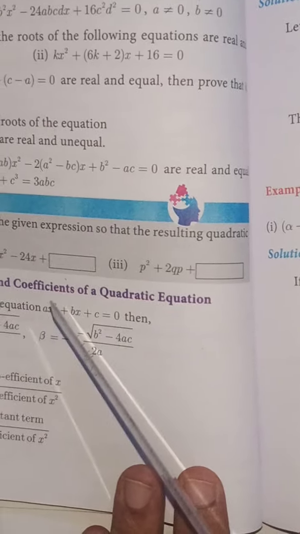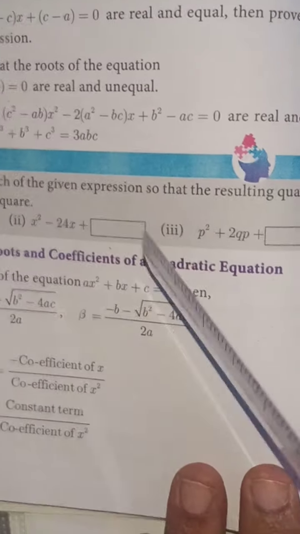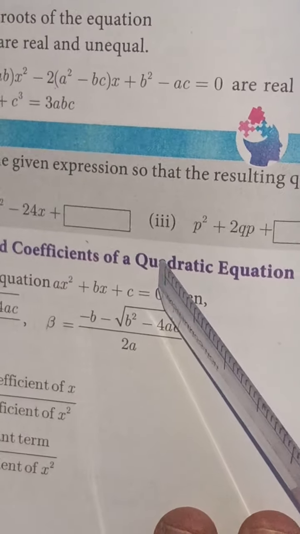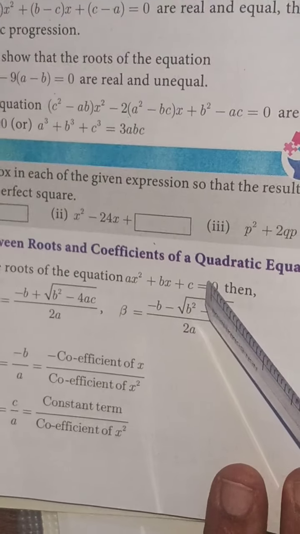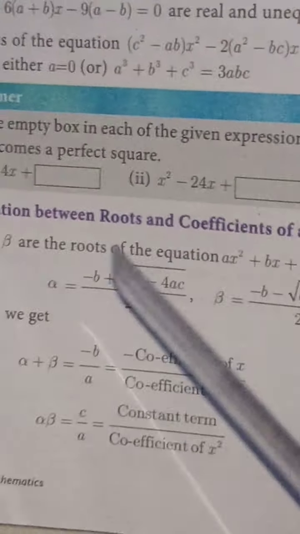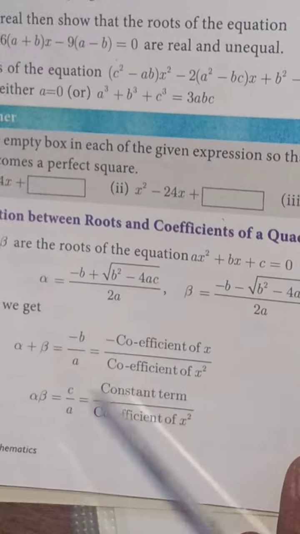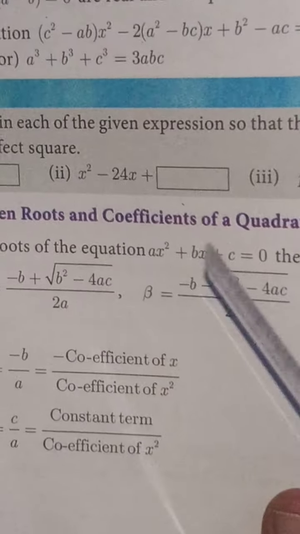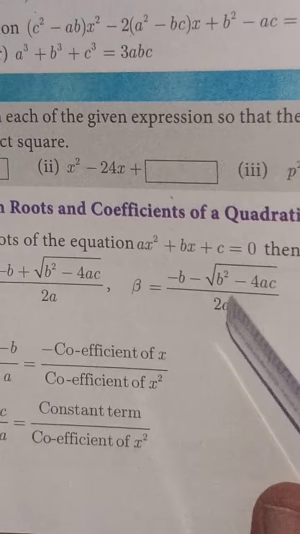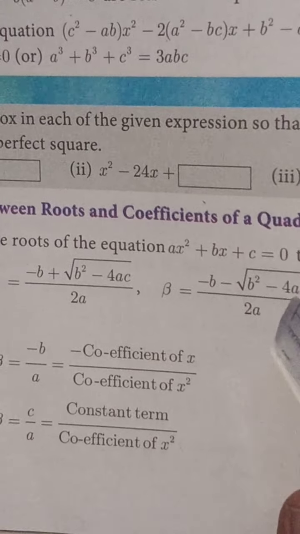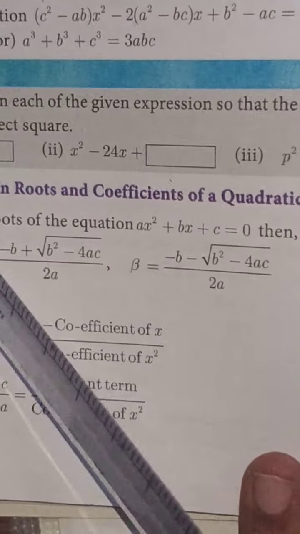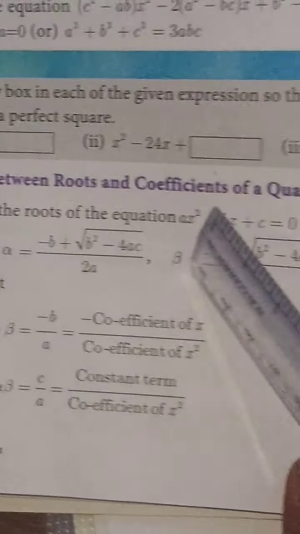The relation between roots and coefficients of a quadratic equation. You know the general form of quadratic equation, ax square plus bx plus c equals 0. This one we have learnt. Two roots of the quadratic equation: one is minus b plus root of b square minus 4ac by 2a, another one is minus b minus square root of b square minus 4ac whole divided by 2a. They have considered them as alpha and beta.